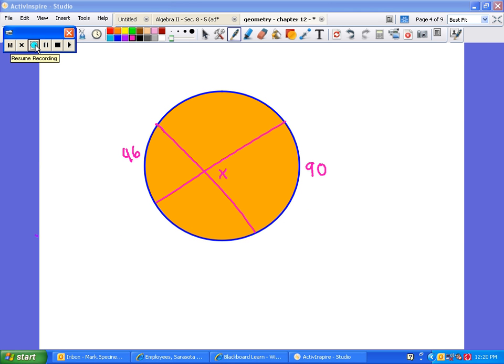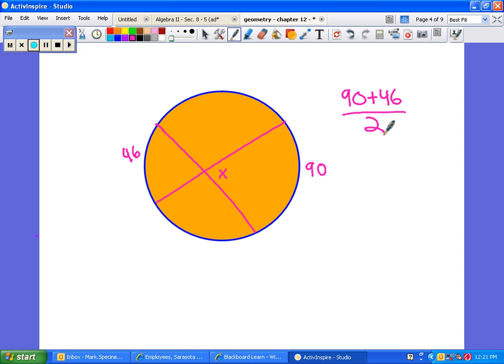Okay, so now these are actually two chords. But again, they're not inscribed angles. They're just inside the circle. So if they're not inscribed angles and they're just inside the circle, how do we find the measure of the angle? Arc by two. Add the two arcs together, 90 plus 46, and divide by 2.